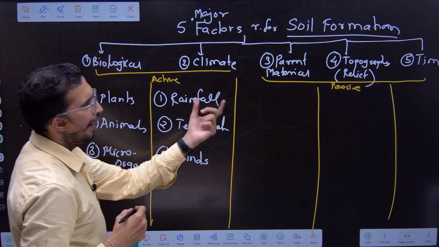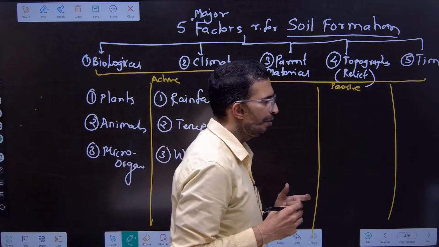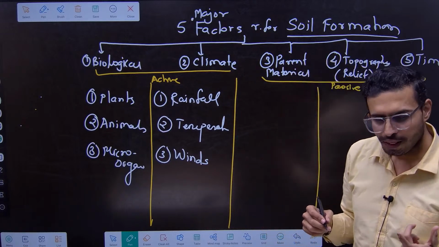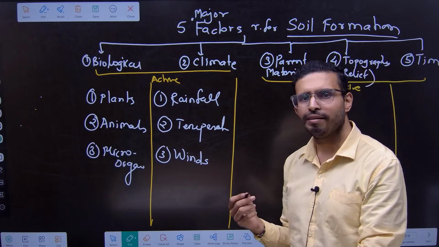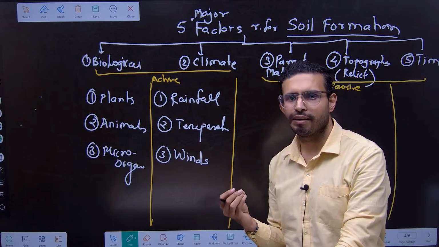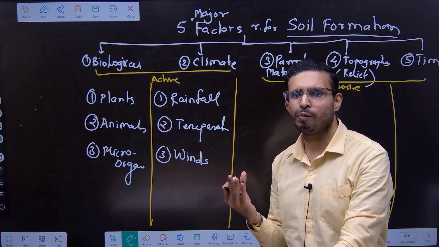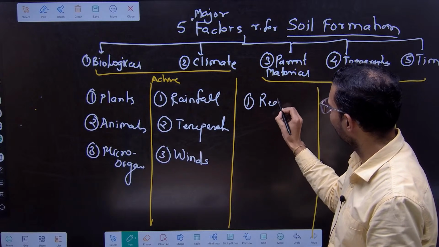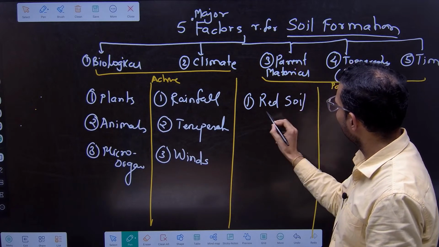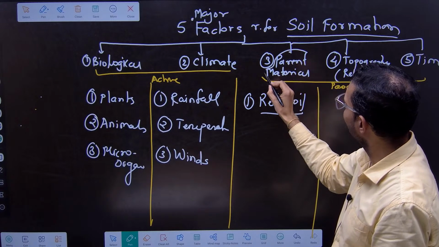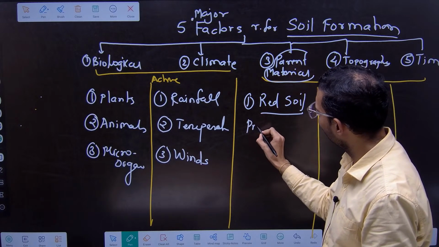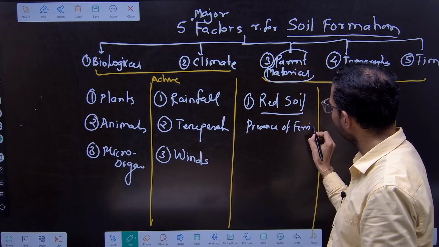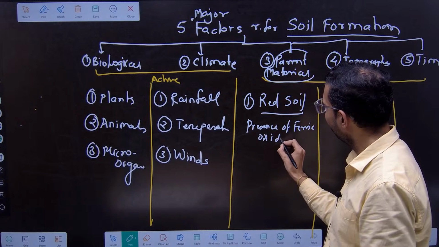Yes, regarding the parent material, we have seen our first question. What was the first question? For the red soil, what is the main reason for imparting its color? Why is this type of soil red? So the red soil is due to the parent material or the presence of ferric oxide or iron.